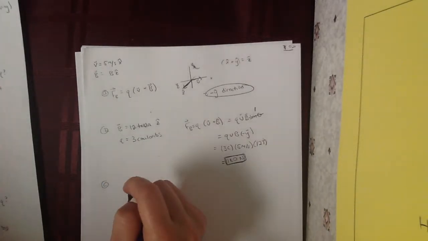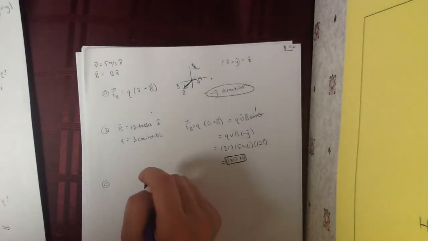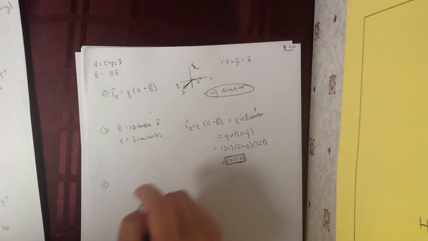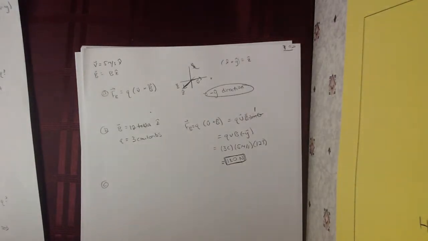Part C said: if allowed to move freely, the charge will exhibit circular motion. What is the centripetal force on charge Q? Okay, now this is a very interesting thing to think about.